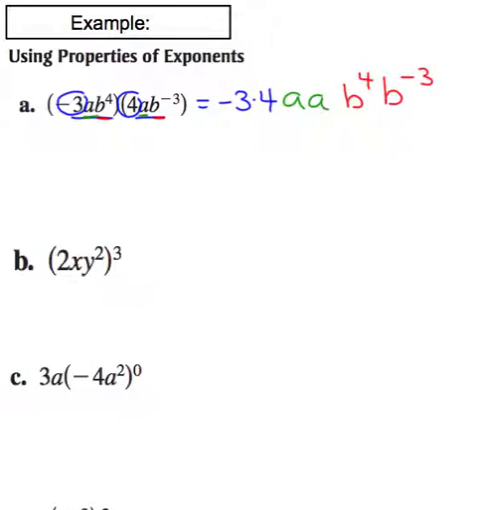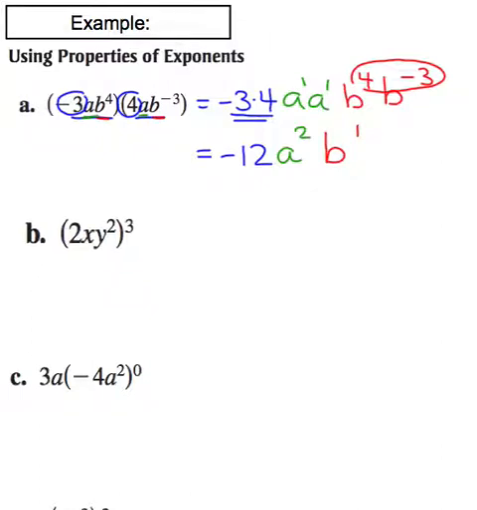Now we're going to go ahead and apply the properties. -3 times 4 is -12, that's your coefficient. And I'm going to go ahead and put a 1 here and a 1 here. What do I do with those? I'm going to add them together because they have the same base. And now my B's, I'm going to add those together because they also have the same base. So 4 plus -3 is 1. We've now reduced it down.